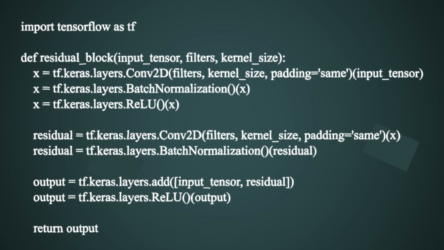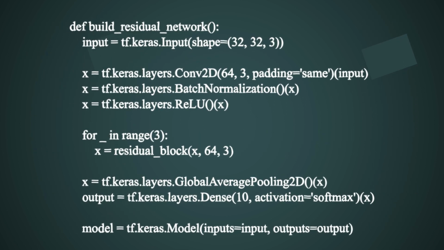This is a simple version of a residual block. In reality, you would use many of these blocks to create a deep neural network with many layers. You would also need to add some other components like pooling layers and fully connected layers to complete your network. This example is just a starting point for you to learn more about residual networks.